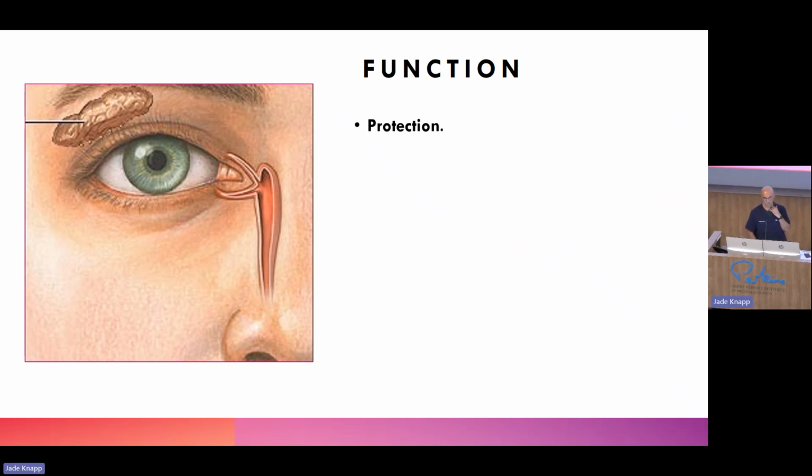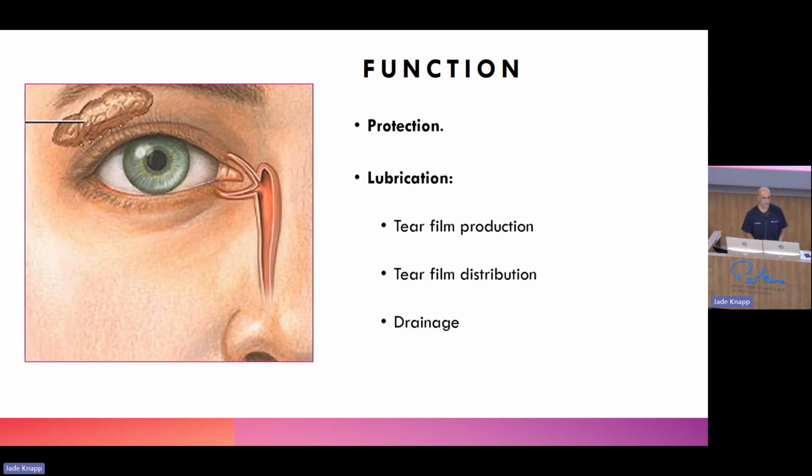So the functions to talk about, protection that we've already talked about, then lubrication, producing the tear film, distributing the tear film through blinking. We blink about once every 6 seconds on average, and that's to constantly replenish the tear film and then to drain those tears, okay? So it's production, distribution, and drainage, and then cosmesis and expression. I'm using my eyelids unconsciously while I'm talking to you right now, right? For expression, so that's important.